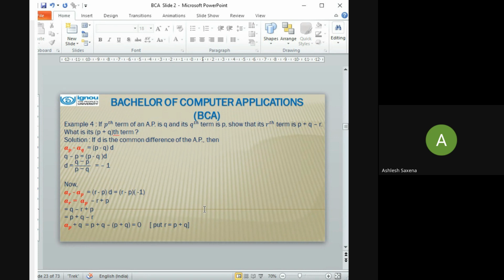It is very clearly written in the problem that this is a case of an arithmetic progression. So first of all, what we are going to do is assume the common difference as D, and we will try to calculate the value of D first.